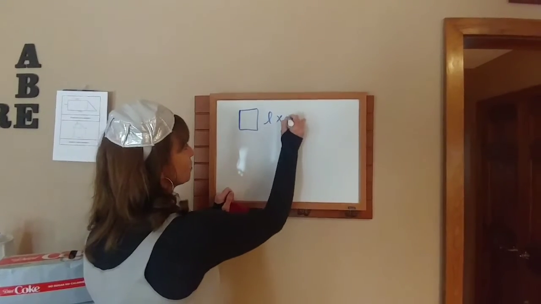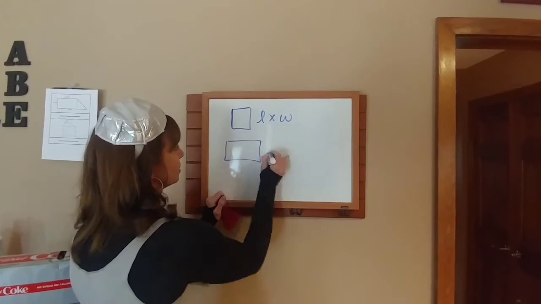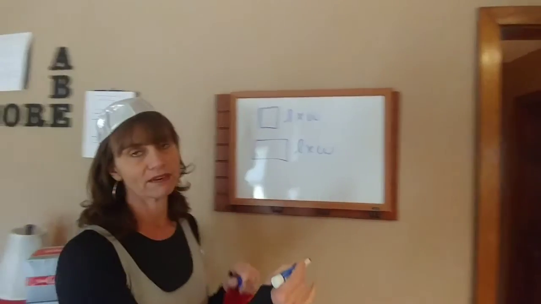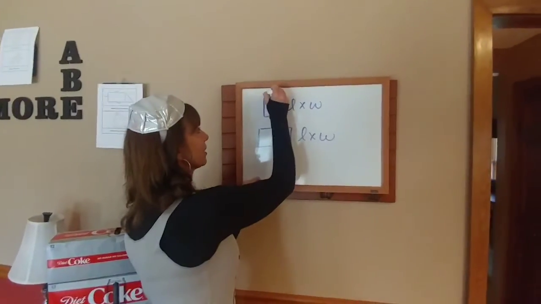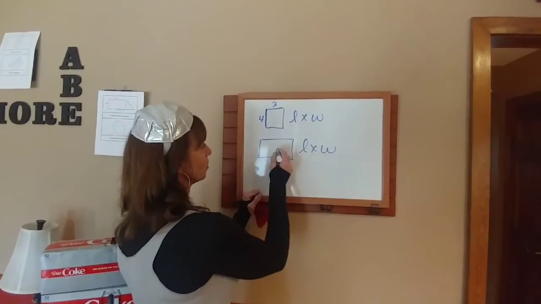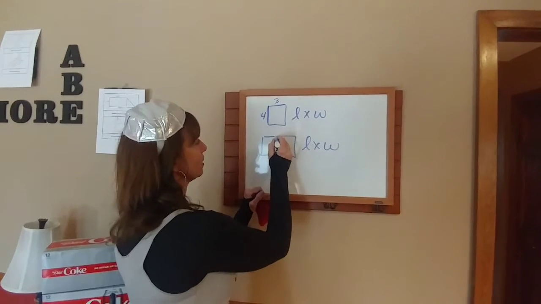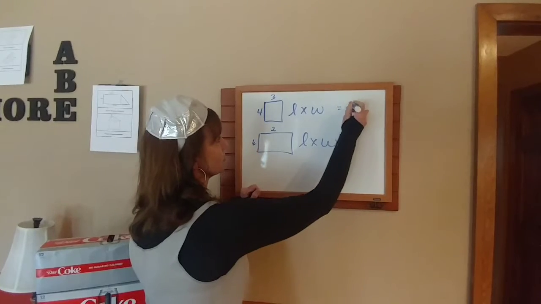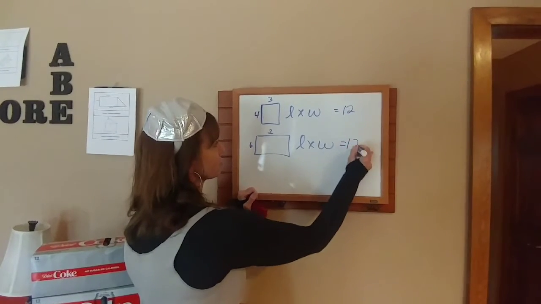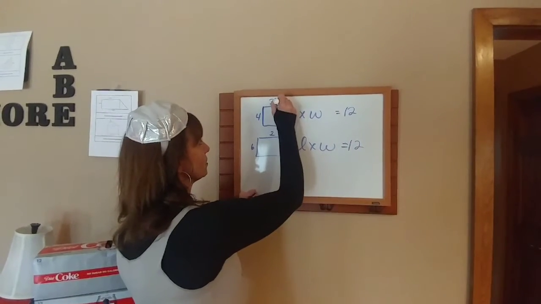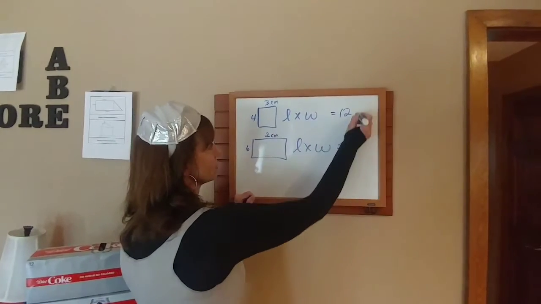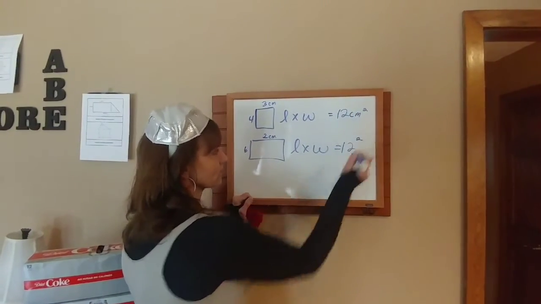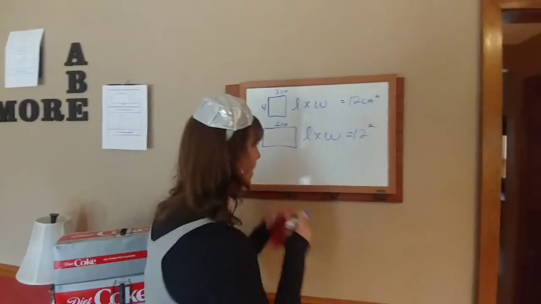Squares, length times width. Rectangles, length times width. So if we give our rectangles an area of 3 by 4, or let's say 2 by 6, it's a simple multiplication problem. Both of these are equaling 12. The unit is centimeters, and you would square those. That's total review.